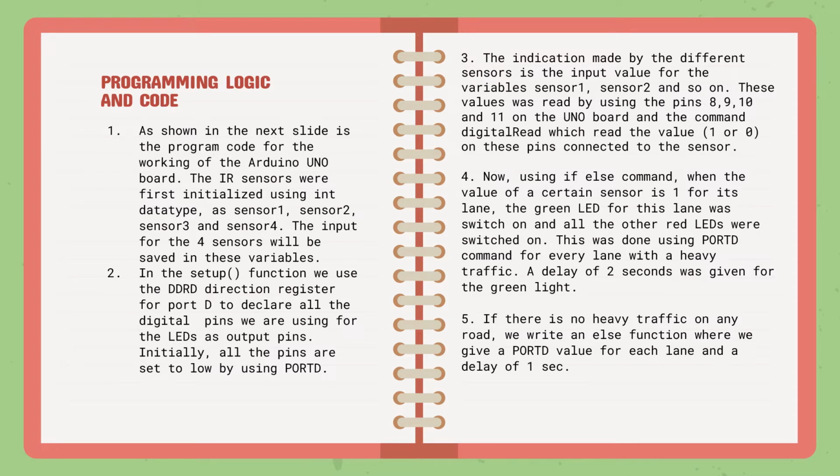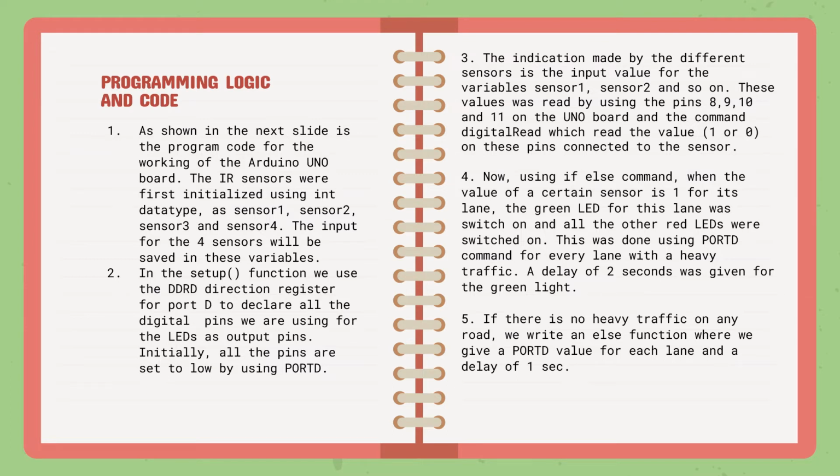In the setup function we use the DDRD direction register for port D to declare all the digital pins we are using for the LEDs as output pins. Initially, all the pins are set to low by using port D.